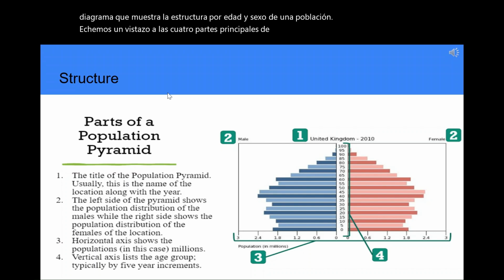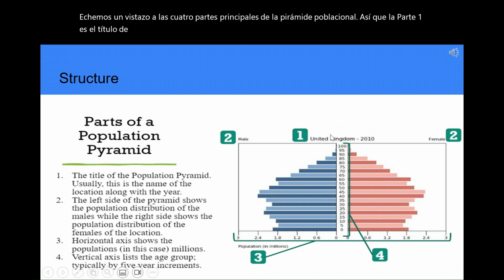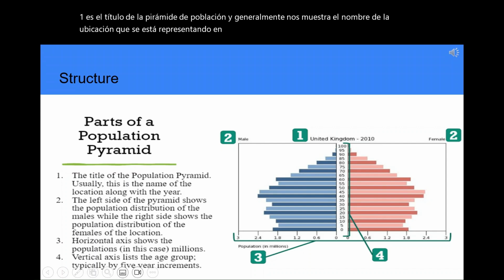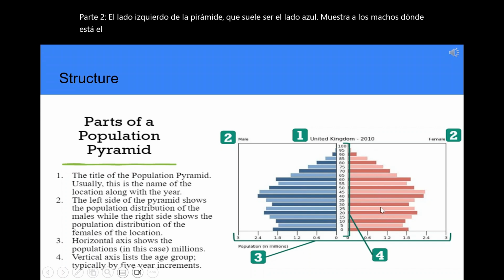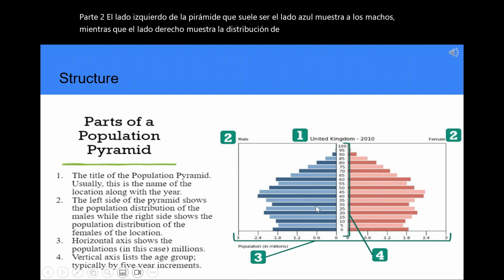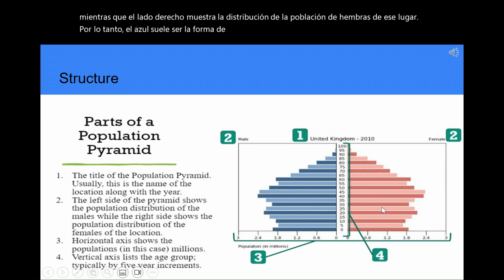So, part one is the title of the population pyramid, and it usually shows us the name of the location that is being represented in the population pyramid as well as the year. Part two, the left side of the pyramid, which is usually the blue side, shows the males, while the right side shows the population distribution for females of that location. So the blue is usually for males and the pink side is for females.